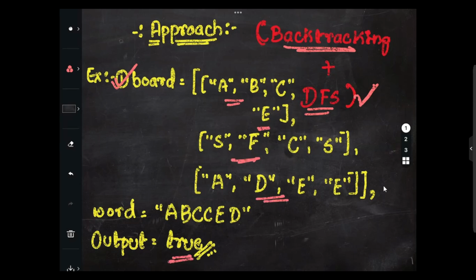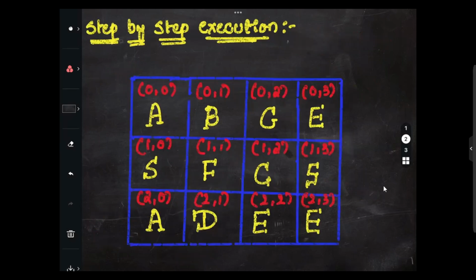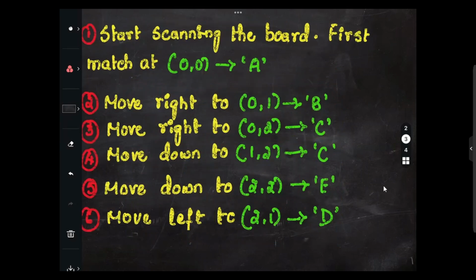The output that we need to get here is true, because all the characters that are present in the word are present in the board, right? So let's move on with the step-by-step execution here. Same first example we have considered. The first step here is we will start scanning the board.